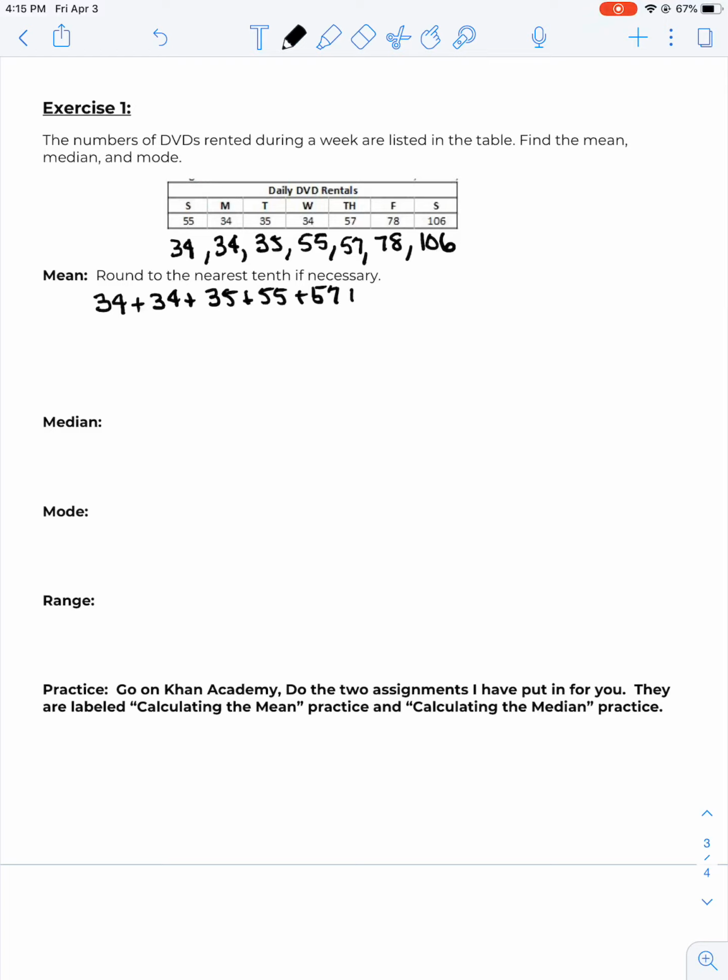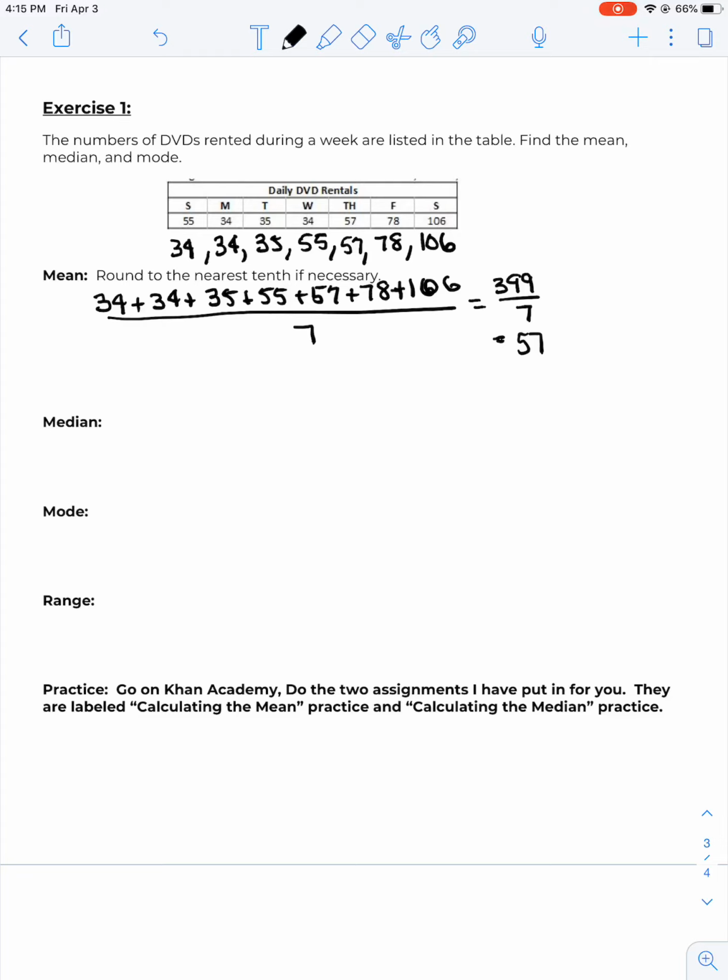and yes, guys, you need to show your work. I know you're at home, but picture me standing right there telling you got to show your work. And we're dividing that by 7 because there's 7 numbers there. So it's 399 divided by 7, which is 57.